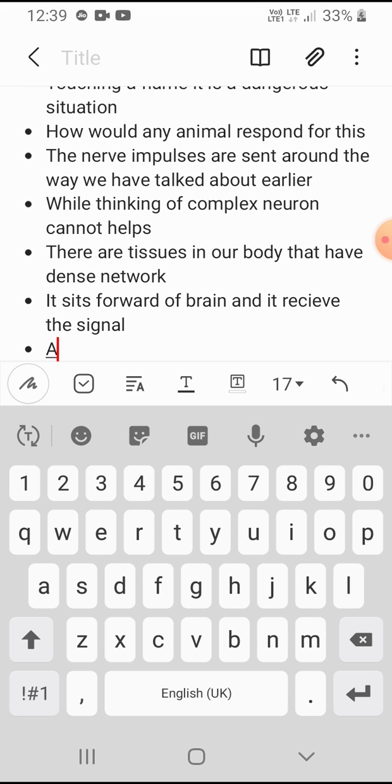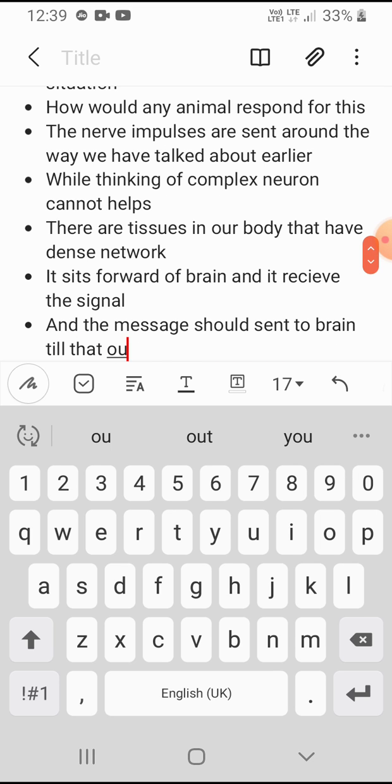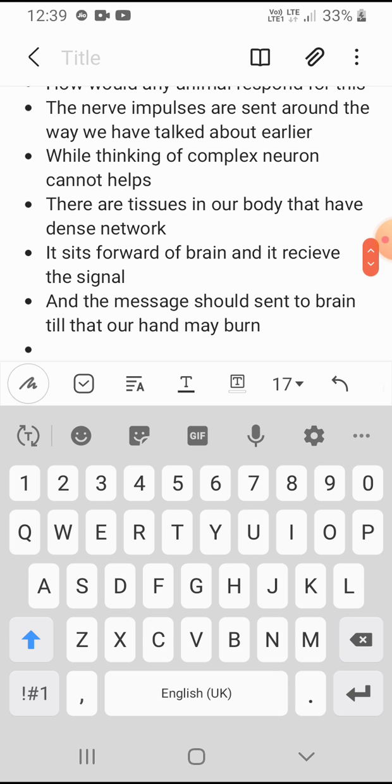And the message should be sent to the brain. When the brain gives the tissues a command, the message should be sent to the brain. Till then our hand may burn, if we wait for that.